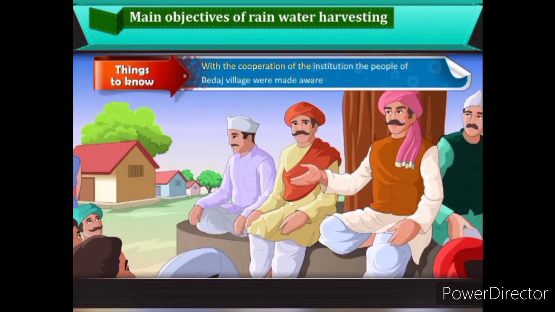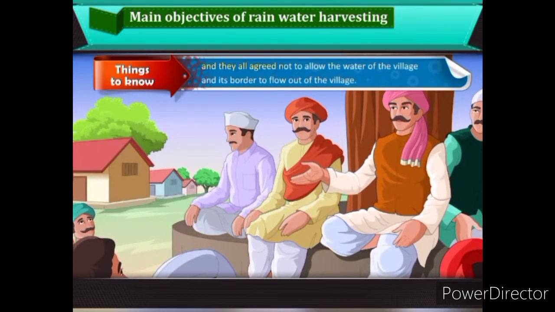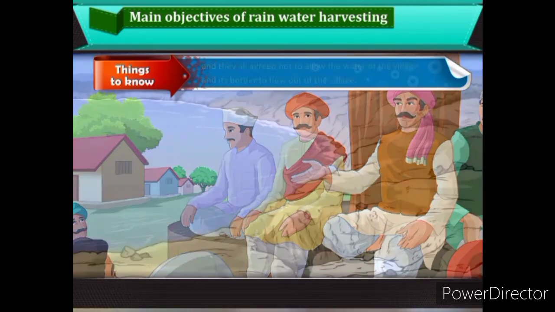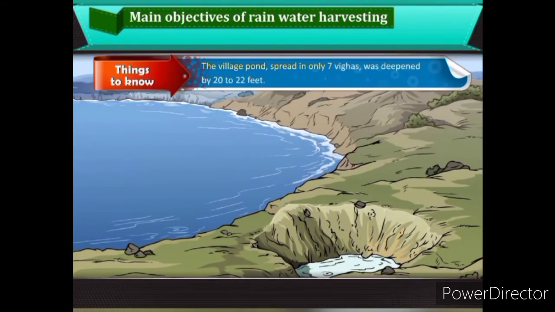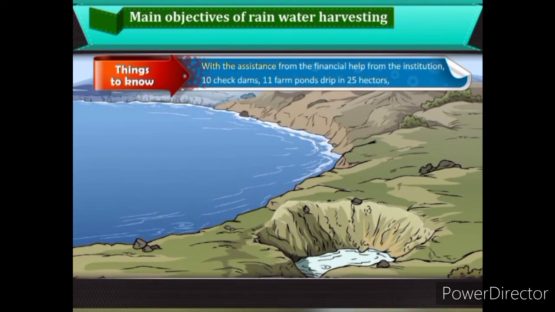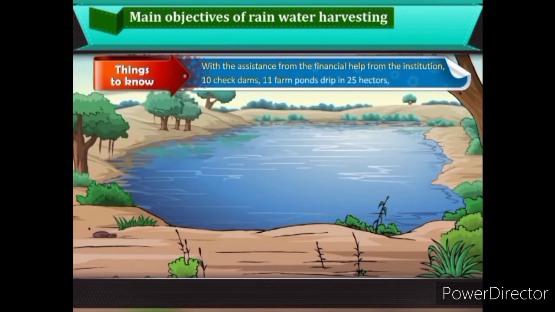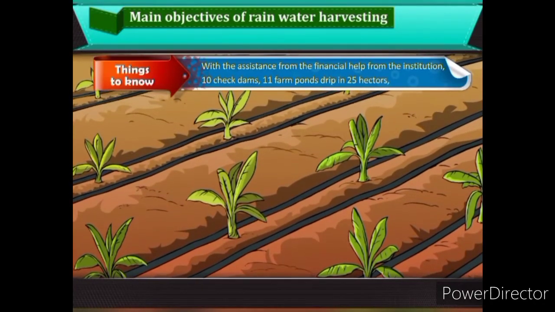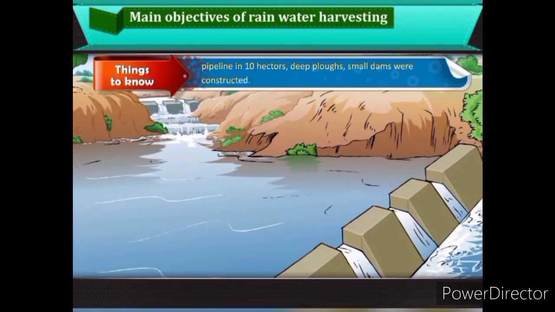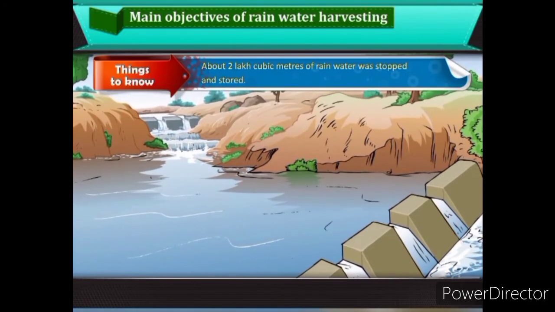With the cooperation of the institution, the people of Bidaj village were made aware and they all agreed not to allow the water of the village and its border to flow out of the village. The village pond, spread in only 7 vighas, was deepened by 20 to 22 feet. With the financial help from the institution, 10 check dams, 11 farm ponds, drip in 25 hectares, pipeline in 10 hectares, deep ploughs, small dams were constructed. About 2 lakh cubic meters of rainwater was stopped and stored.